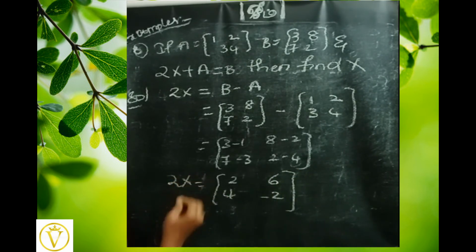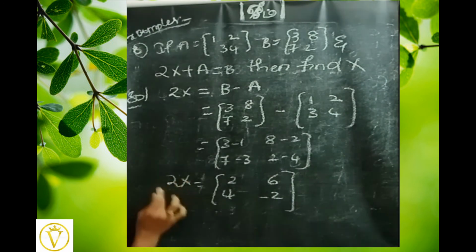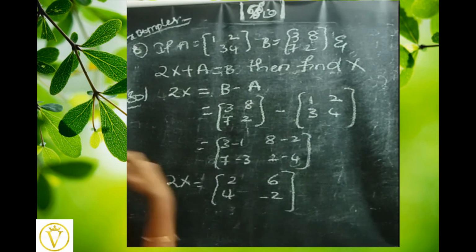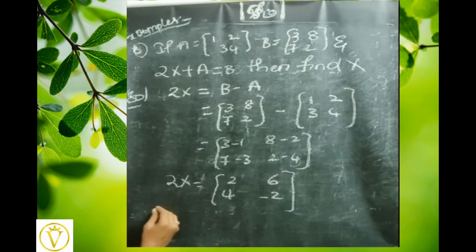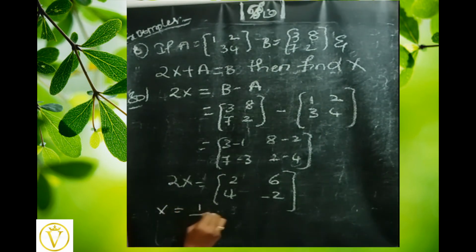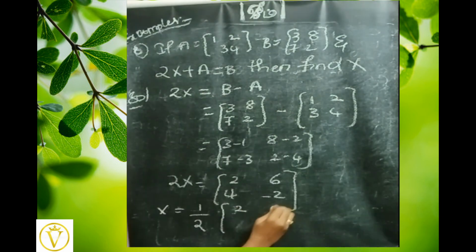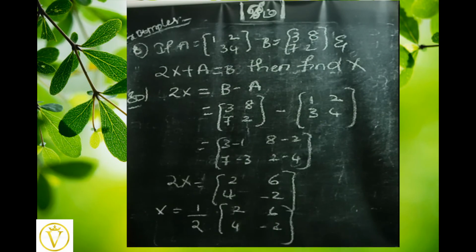So that is 2X. But they have asked to find out the value of X. What will we do? If it is multiplication, and the multiplication number goes to the other side, that means the equal side, then it will become a denominator. So X will become 1 by 2 times 2, 6, 4, minus 2. So we have to divide every number.